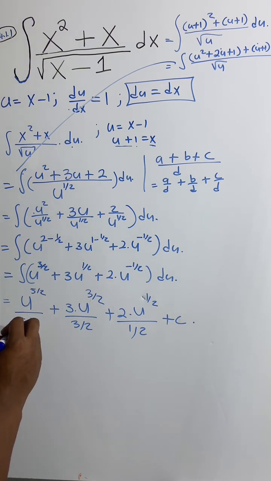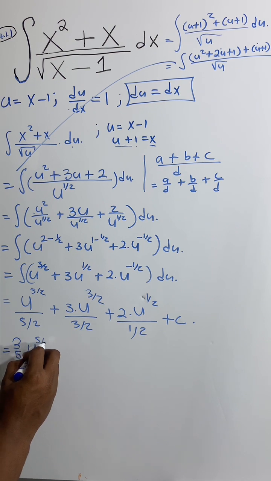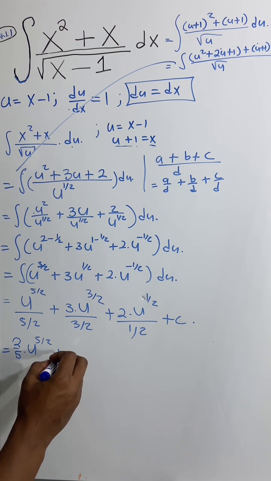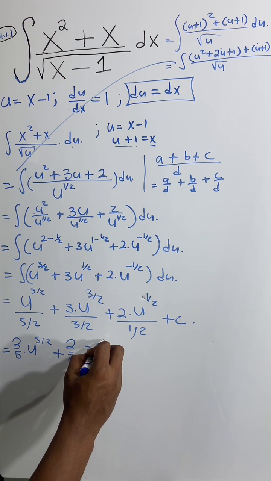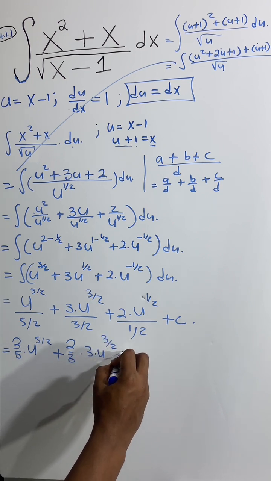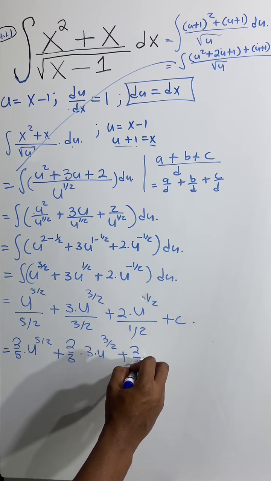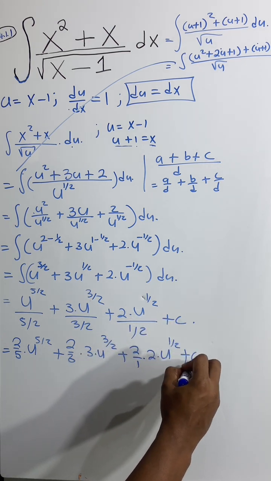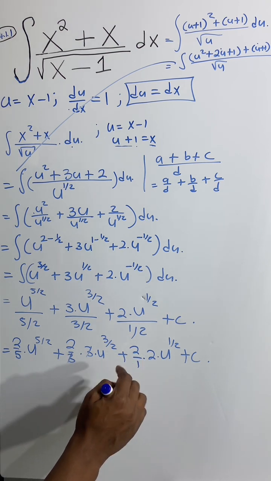So we can express the division by 5 over 2 as 2 over 5 multiplied by u to the power 5 over 2, and also expressing the division by 3 over 2 as 2 over 3 multiplied by that 3 multiplied by u to the power 3 over 2, plus the division by 1 over 2 can be expressed as 2 over 1, multiplied by 2, multiplied by u to the power 1 over 2, plus c. So that 3 will cancel out with that 3, and 2 multiplied by 2 will be 4.